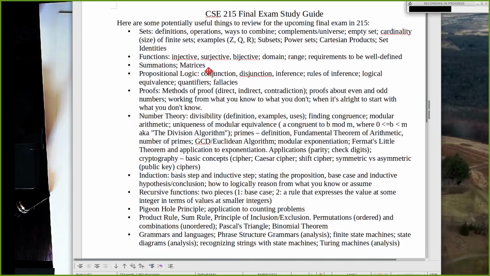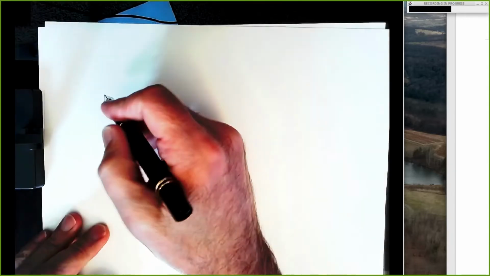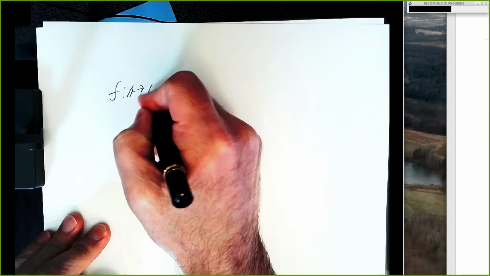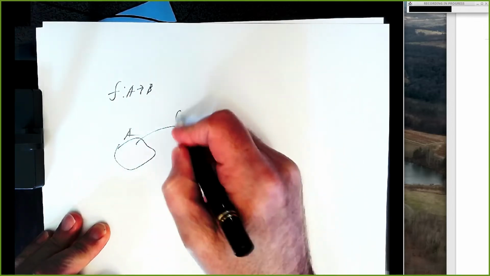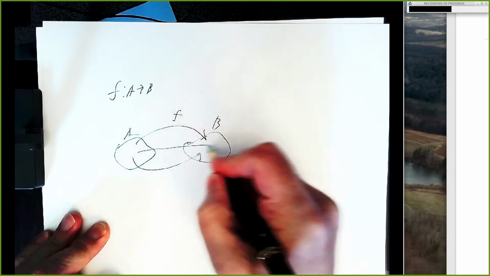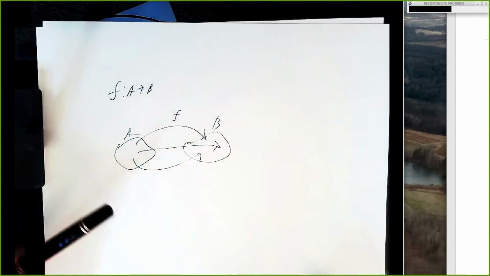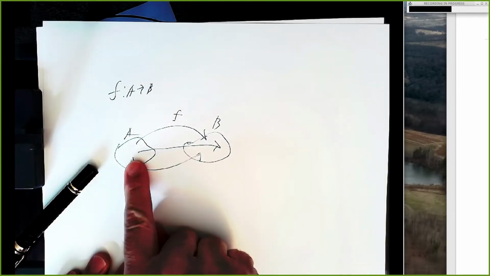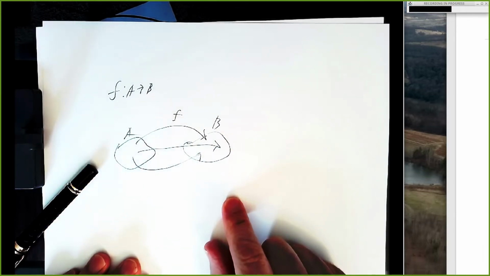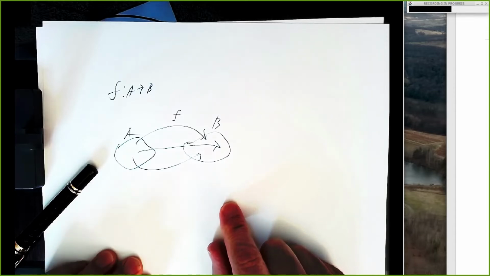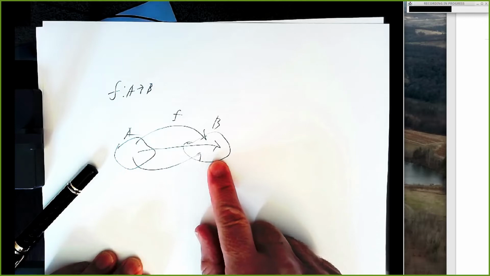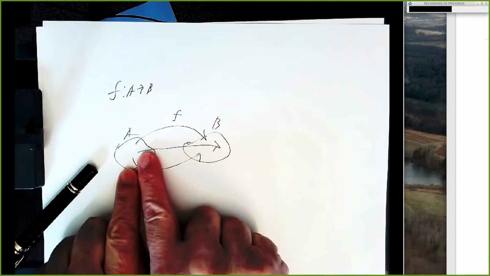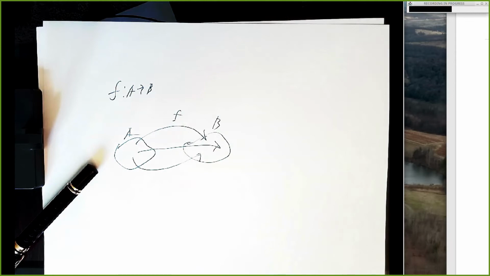Alright, functions. Remember, functions are maps from one set to another. So here's a set A, here's a set B. Here's a function f that takes points in A over to points in B. And to be a function, all it has to do is take each point here to a point there. But it's possible that it could take multiple points in A to the same point in B. Or it could be that different points in A always go to different points in B.